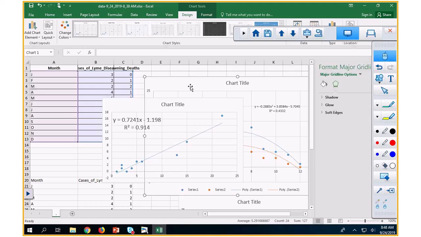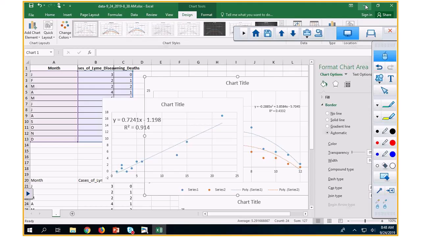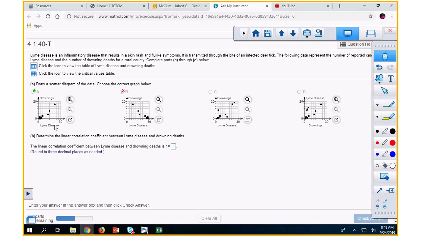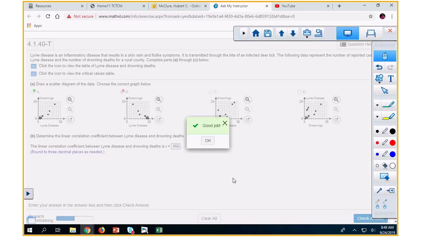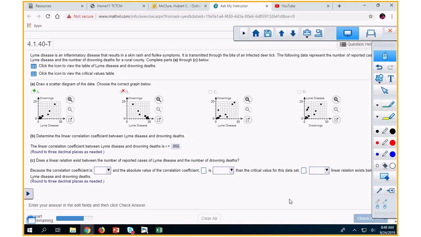I hope y'all understand what I just said. So which one does it look like? It looks like A. And what did y'all say it was? 0.956. It says round to 3 decimal places. And you feel good about yourself. This looks like, oh, they had to add this stupid question at the end.